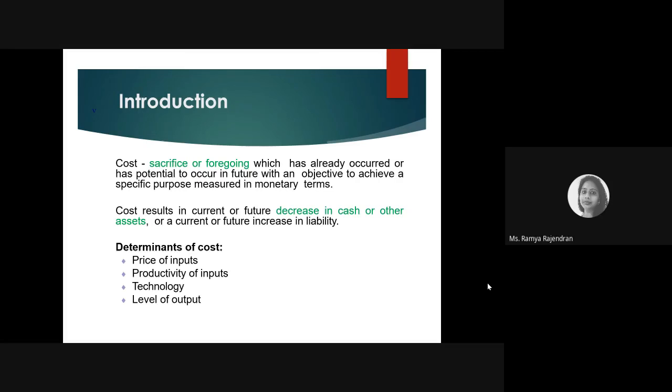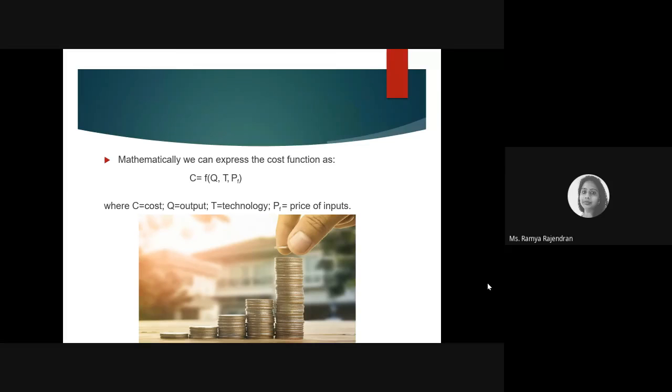Okay, and the level of output. So what would be the quality of the output that you are giving? If your product is inferior, you can't price it high. People will not be willing to pay more money for that. Mathematically, the cost function can be written as C equal to F of Q, T, P. C is your cost, as we all know it's a cost function. Q is your output, T is your technology, P is your price of inputs. So our cost function is C equal to F of Q, T, and P.